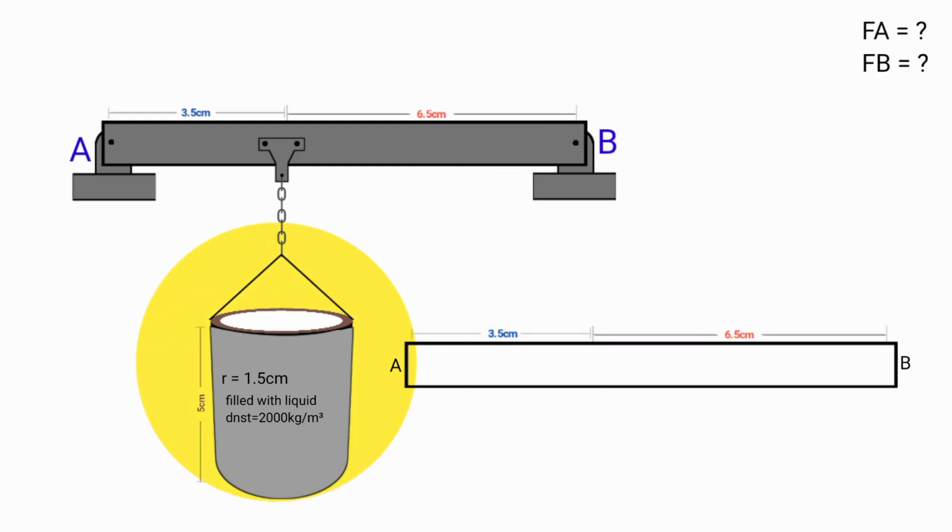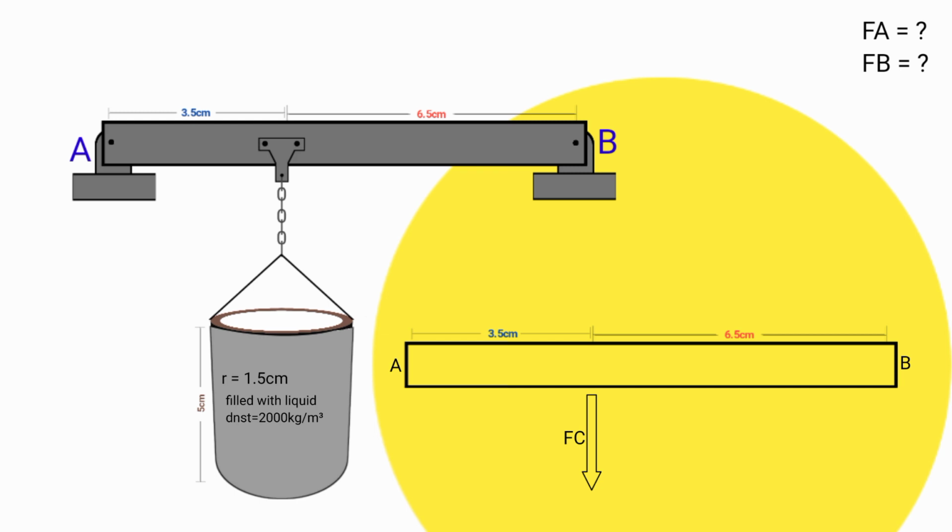Here, since we have a container with liquid in it, there must be a downward force at this point here, 3.5 centimeters away from point A, let's say C. Here at this point A and this point B, there must be reactional forces in the direction opposite to the applied force. So since the applied force is downward, the reactional force must be upward.